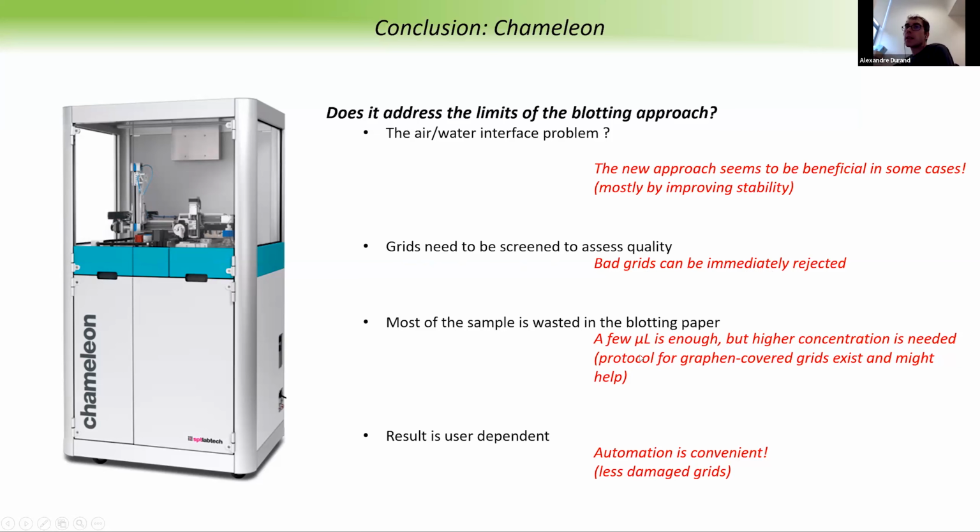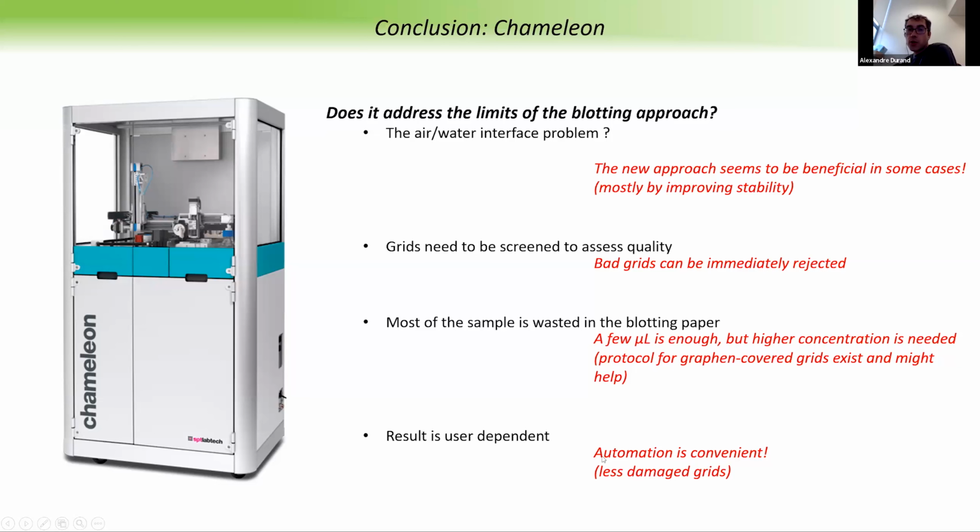You really don't need a lot of material, as I said. You need higher concentration, and that can be limiting. But also now there are protocols to produce graphene-covered grids for the Chameleon. We have not tested it yet. This is something to try in the near future, and this can be a solution to this particular problem when the sample is difficult to produce.